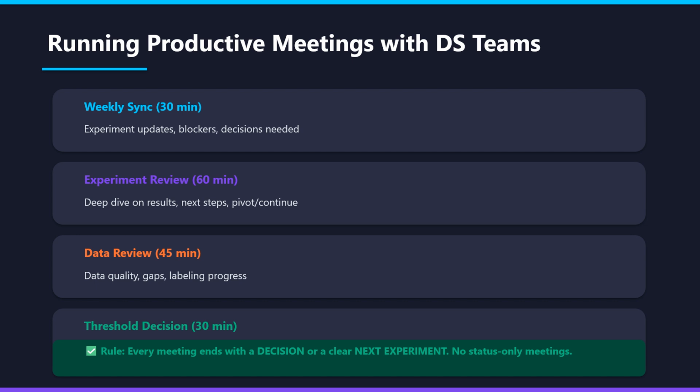And the threshold decision meeting, which comes around 30 minutes, when a model is approaching your target. Is it good enough to ship? What's the risk? And what's the plan if it degrades?